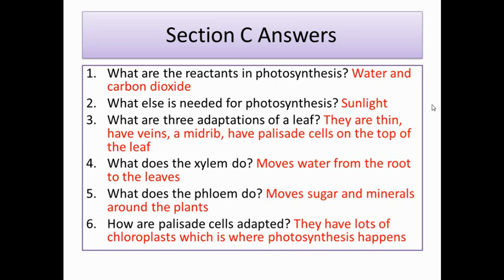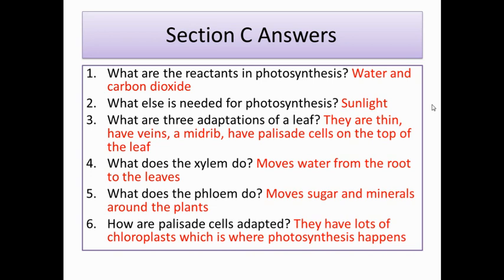What does the xylem do? It moves water from the root to the leaves. Remember, it only moves in that one direction. What does the phloem do? It moves sugar and minerals around the plants, okay? So it can move things from the leaves down to the roots as well, okay?